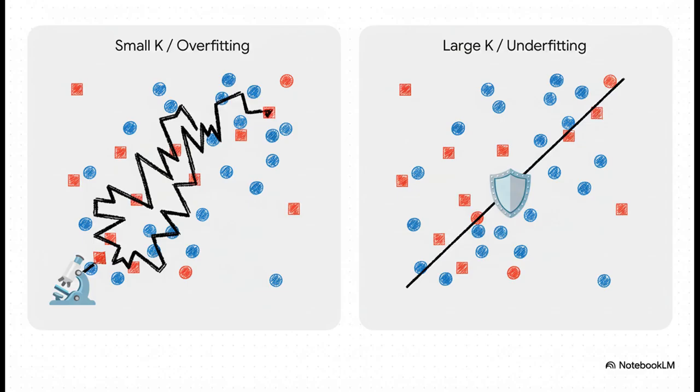Now, on the other hand, if you pick a large k, you get a much smoother, more stable boundary. It's better at ignoring noise. But if you go too large, it might oversimplify things and miss the real subtle patterns in the data, and that's called underfitting. So the real goal here is to find that perfect Goldilocks k. Not too small, not too big, but just right.